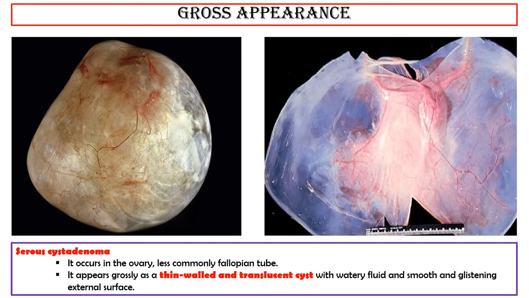Gross appearance. Serous cystadenoma. It occurs in the ovary, less commonly the fallopian tube. It appears grossly as a thin-walled and translucent cyst with watery fluid and a smooth and glistening external surface.